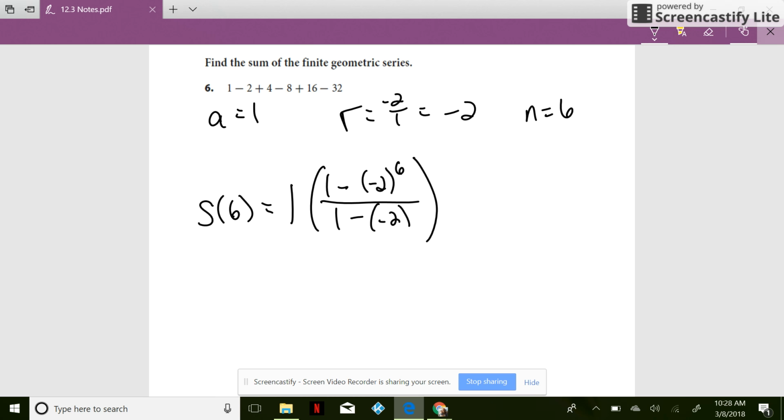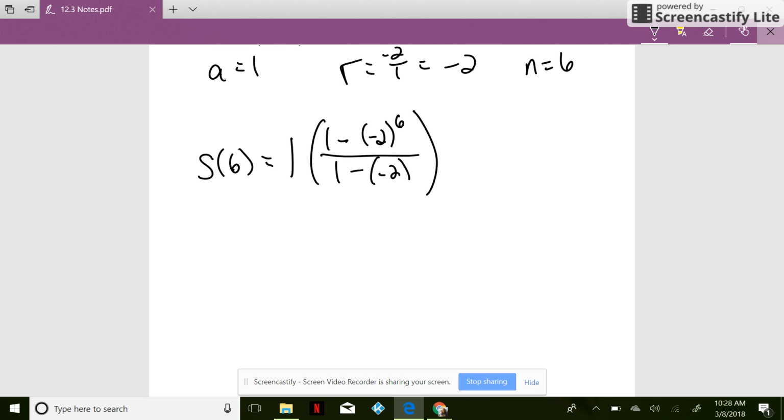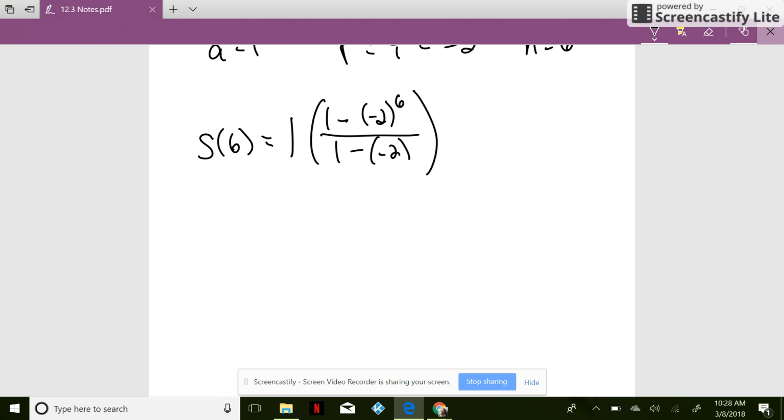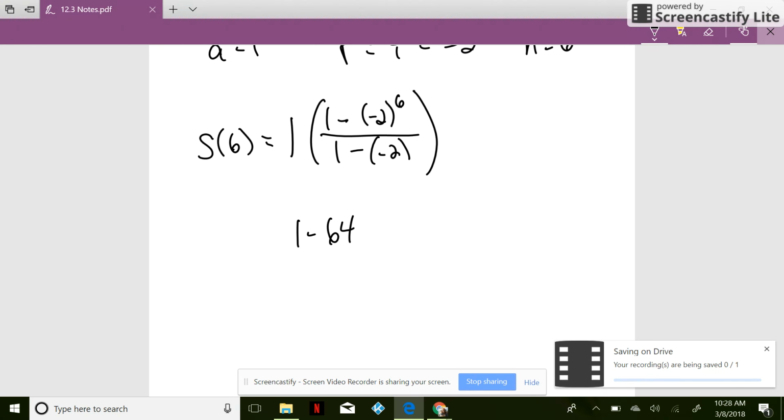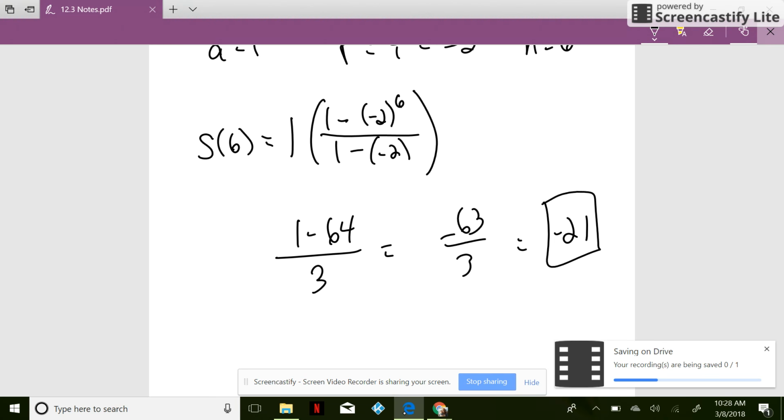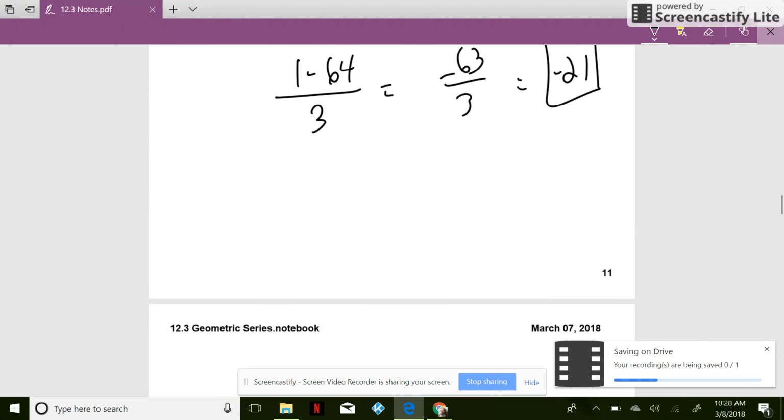So we're finishing the problem we started in the last video. So we're solving this series here. Since we're multiplying by 1, we essentially just need to work with what's in our parentheses. Negative 2 to the 6th is 64, so we have 1 minus 64 over 1 minus negative 2, which is 3. So this ends up with negative 63 over 3. So the value of our series is negative 21.